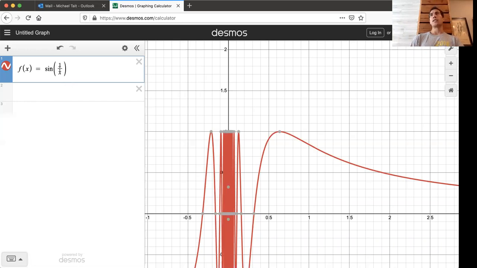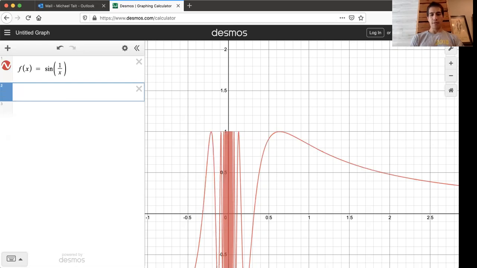As x is getting close to 0, 1 over x is growing. It's getting to be a very big number. You're dividing 1 by something close to 0 but positive. So if x was like 1 over 100, then I'm getting sine of 100. If x is like 1 over 1,000, I'm getting sine of 1,000, right? If x is 1 over 10,000, I'm getting sine of 10,000 here. So I'm taking sine as the input is getting larger and larger.